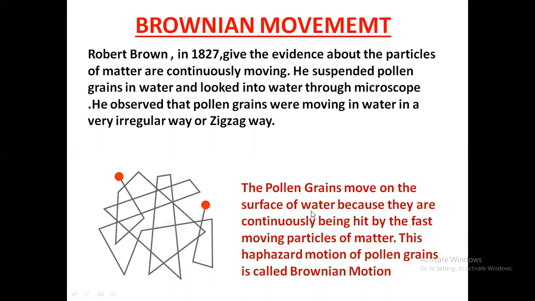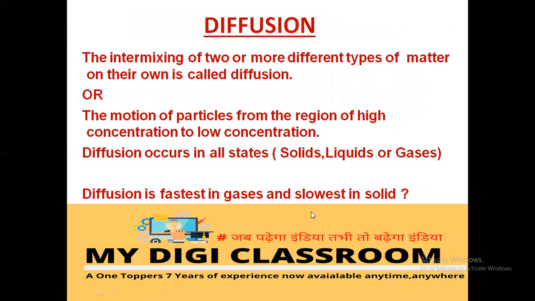The next property which shows the evidence that particles of matter are continuously moving is diffusion. So what is diffusion? Diffusion is the spontaneous intermixing of the particles of matter on their own, or we can say the motion of particles from the region of high concentration to the region of lower concentration. Diffusion occurs in all the states, that is solids, liquids and gases. Diffusion is fastest in gases and slowest in solids.